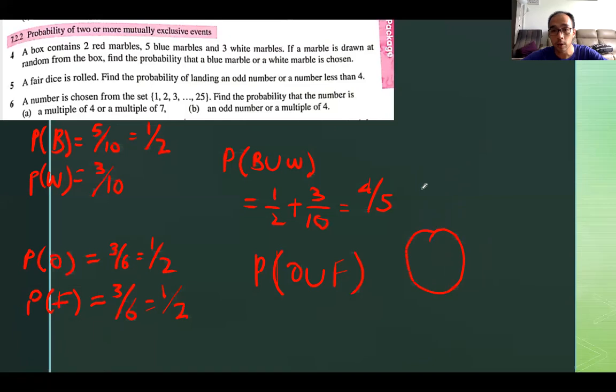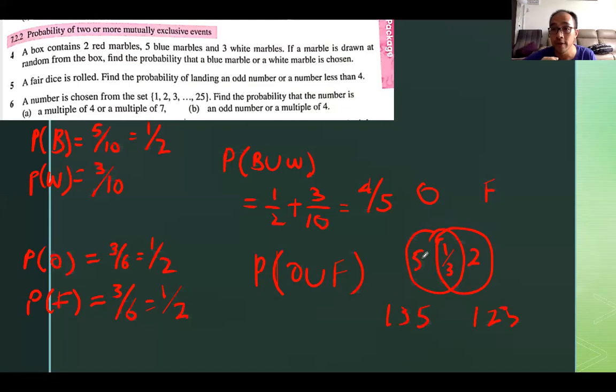This is O, and this is F. And you will find out that actually there is an overlap. O is odd numbers, which is 1, 3, and 5. F is numbers that are less than 4, which is 1, 2, and 3. See, there is an overlap, right? Both have the numbers 1 and 3. So 1 and 3 overlap. Here is 5, and here is 2.